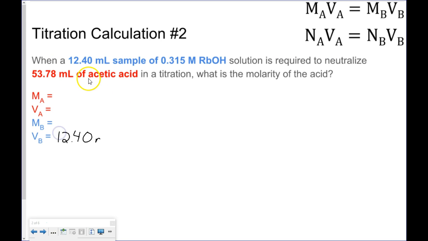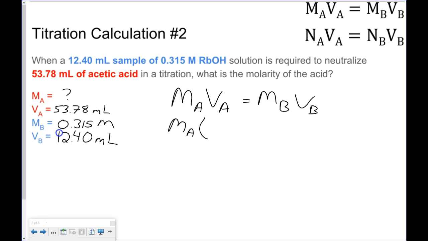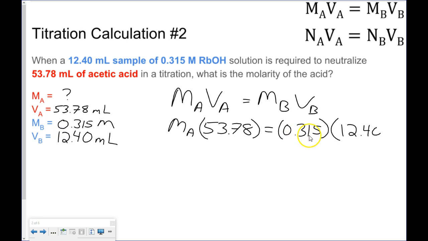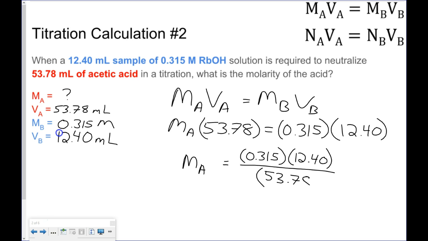All right, next up, I have a 12.4 mL sample of 0.315 molar rubidium hydroxide. So that's going to be my base, and my acid is going to be 53.78 milliliters of acid. Using my equation, MAVA equals MBVB, my volume of acid is 53.78, molarity of base 0.315, and volume of base is 12.4. Solving for the molarity of acid is 0.315 times 12.4 divided by 53.78. Solving that out is going to give me 0.0726 molar acetic acid.